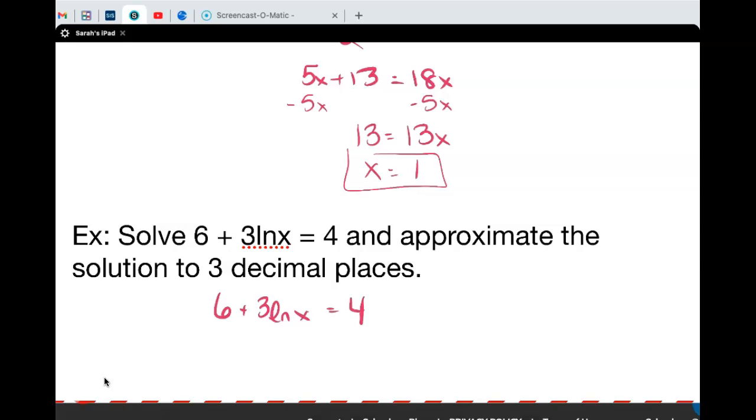So moving away from the one-to-one property, basically, using more than inverse properties, I would like to solve this. If we can, the goal is to get the logarithm by itself on one side and everything else on the right side. So we have that 6 and 3 on the left side with the logarithm. I want to move those over so that I can use an inverse property. I can't use an inverse property until the logarithm is by itself.